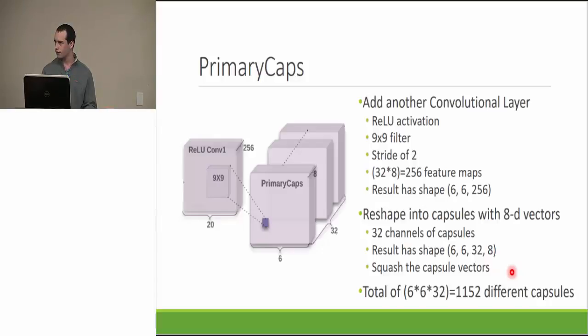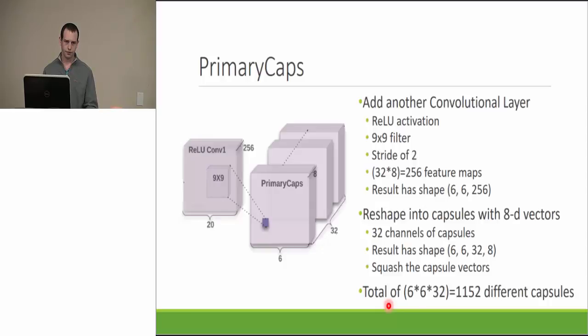So, how many capsules are there? There are 32 capsules? No, actually, there are 32 channels, and each one of these channels has 6x6 capsules. So in total, there are actually 1,152 different capsules. So every pixel, like in this one, acts like a capsule. Correct, right? Yeah. Because you started with 20 by 20, you do the 9 by 9, and do the stride, and produce the 6x6. So every location of the pixel here is a different capsule.